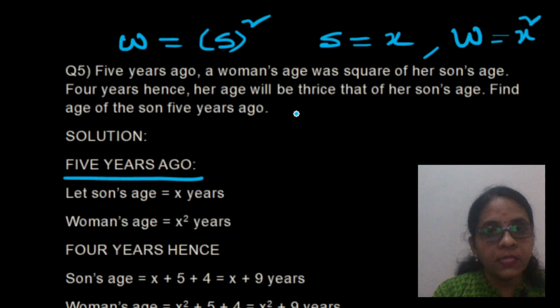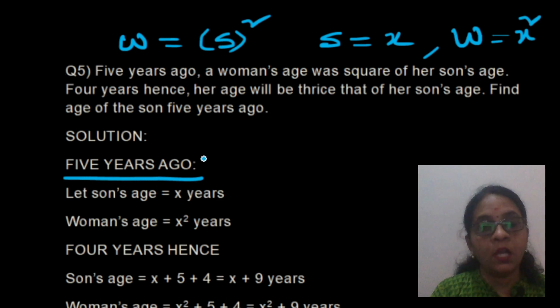Now 4 years hence, that is after 4 years. After 4 years, not from this, from present. So from 5 years ago you have to come to the present state. From present you have to go again 4 years forward. Okay. So that is what you have to think.